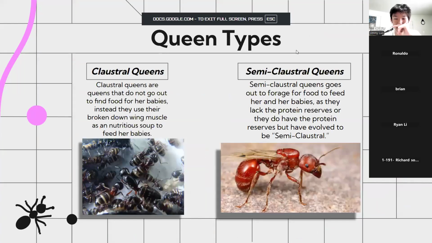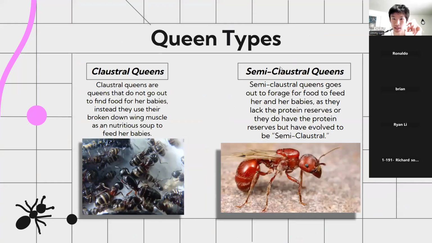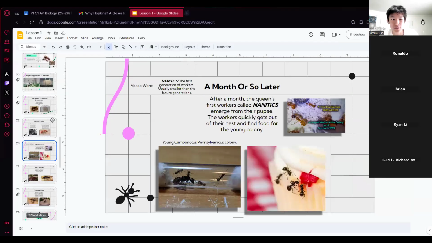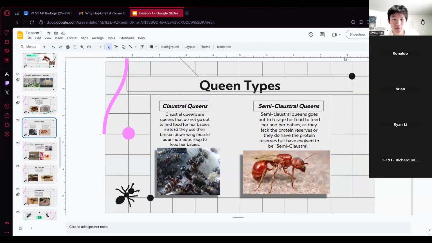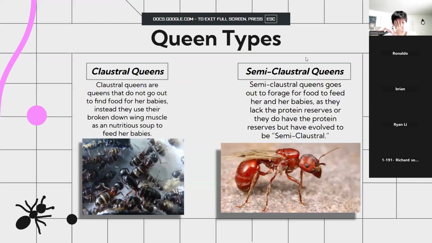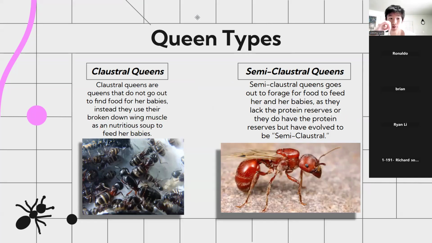But of course, there's different types of queens. There are claustral queens and semi-claustral queens. So even in the entire grand scheme of things, there are different types of queens. Let's first talk about the claustral queens. Claustral queens do not go out to find food for their babies. If you guys didn't know, most queens don't go out to find food for their babies. They use broken down wing muscles from their nuptial flights, right? Ants fly, and they use that wing muscle as a nutritious soup to feed her babies.